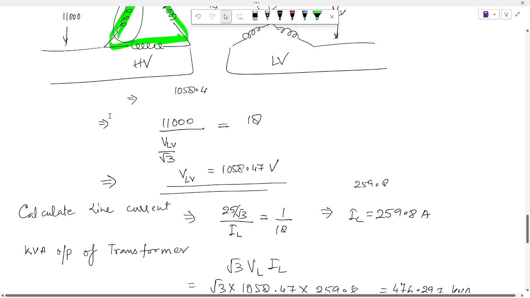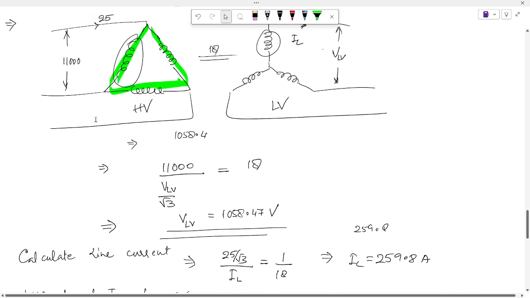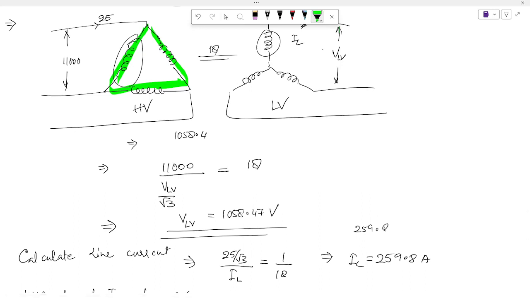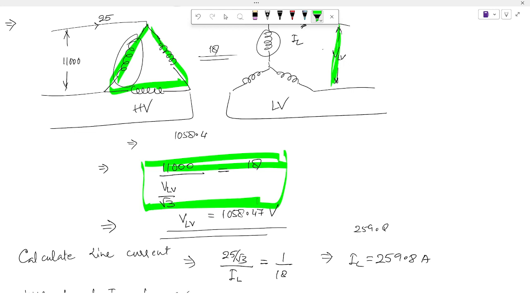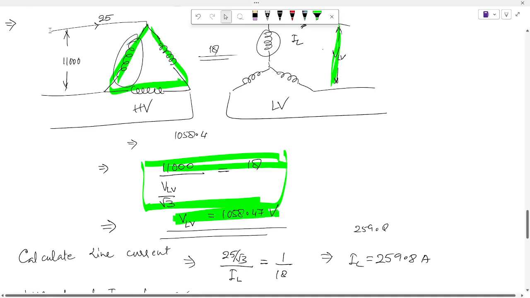Now phase voltage and line voltage on the delta side are the same. So 1000 divided by VL, if I am considering the line to line voltage at the low voltage side as VLV, that is a star connected system. So the phase winding voltage will be VL by root 3. This is directly related to the turns ratio, and the turns ratio is already mentioned. So VL by root 3 will be 11 kV divided by 18 into root 3. So VLV we will get as 1058.74 volts.